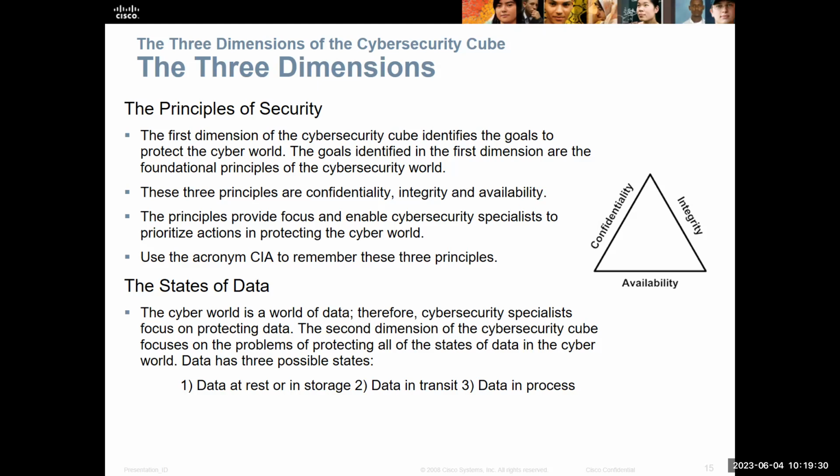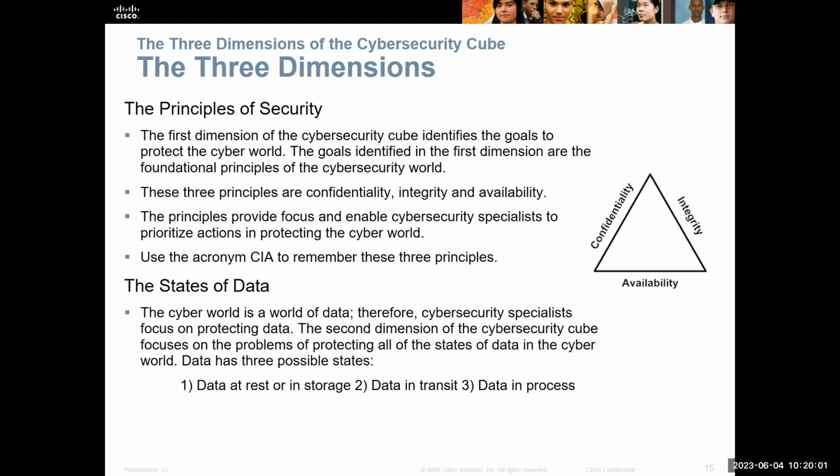The second dimension of the cybersecurity cube focuses on the problems of protecting all of the states of data in the cyber world. Remember, the first is identifying goals, and how we can use that as a foundational principle in the cybersecurity world. So the second dimension is basically focusing on protecting all the states of data in the cyber world.